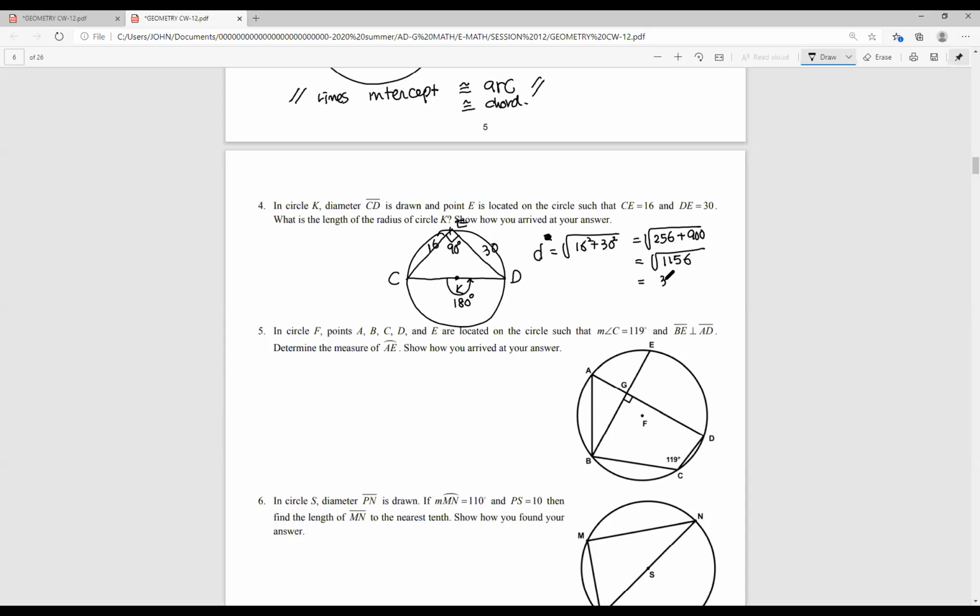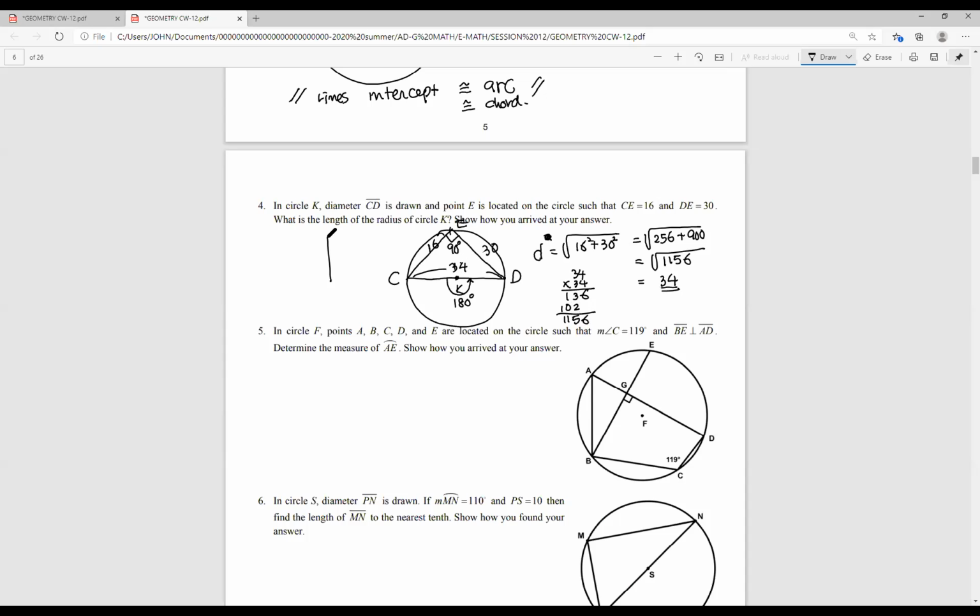34 times 34. 136. 100, 1150. Yeah, that's correct. This is 34, right? The length from here, the diameter, will be 34.